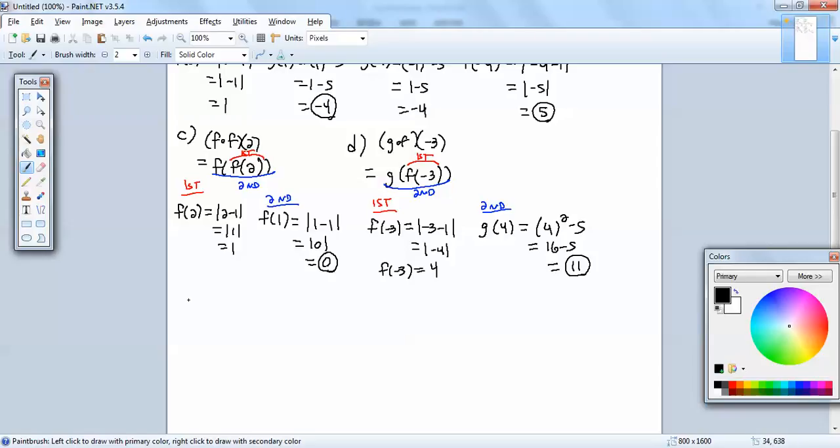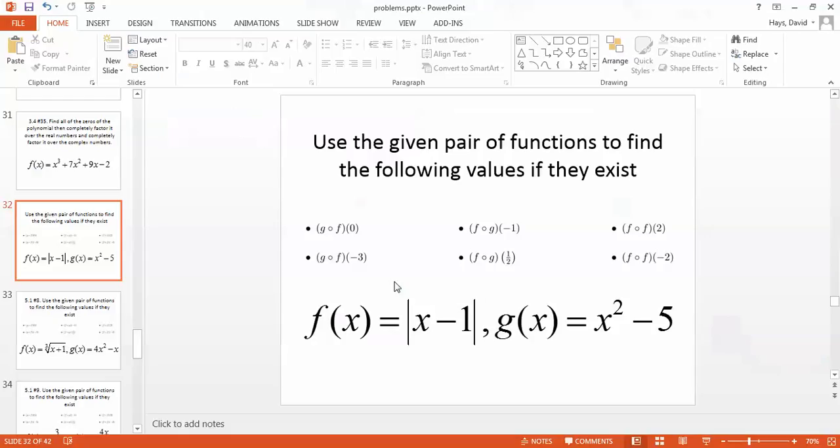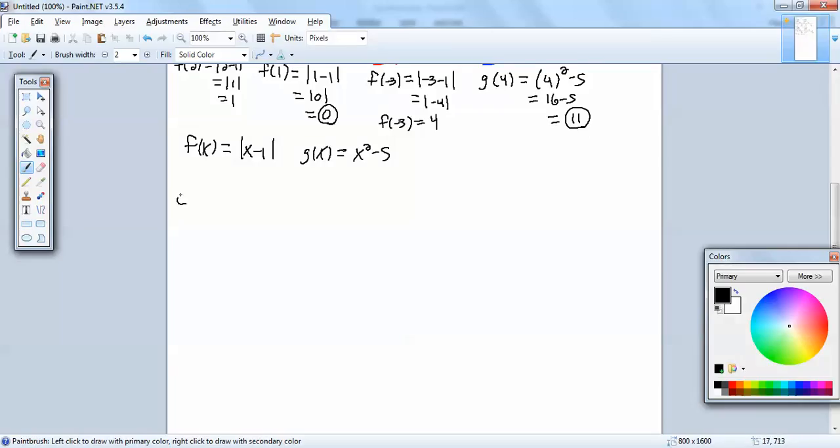Okay, and we got f of x is equal to absolute value of x minus 1, and g of x is equal to x squared minus 5. And the next part, A, B, C, D, E, I guess. We're wanting to find composition of f and g of 1/2. Well, this is f of g of 1/2.